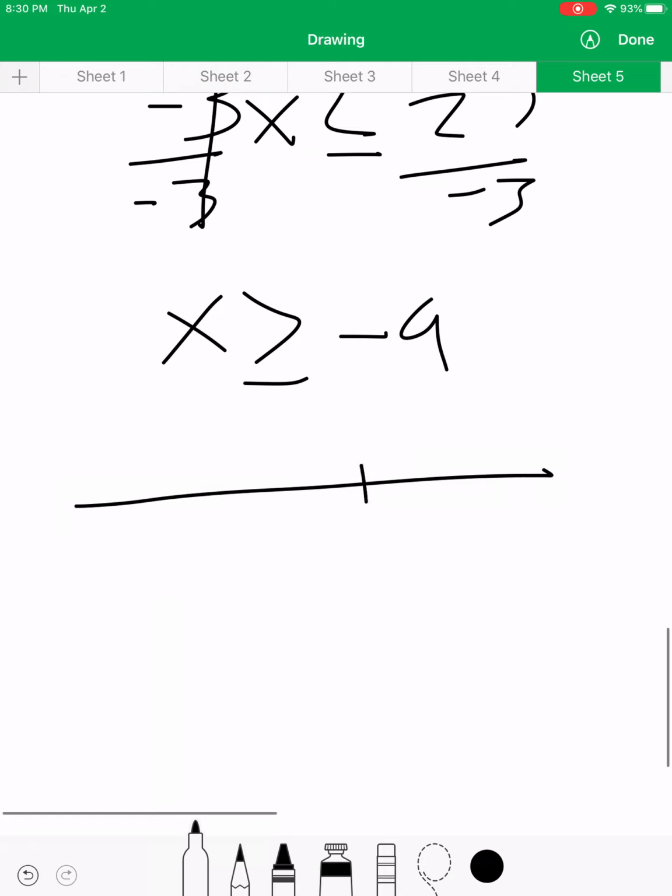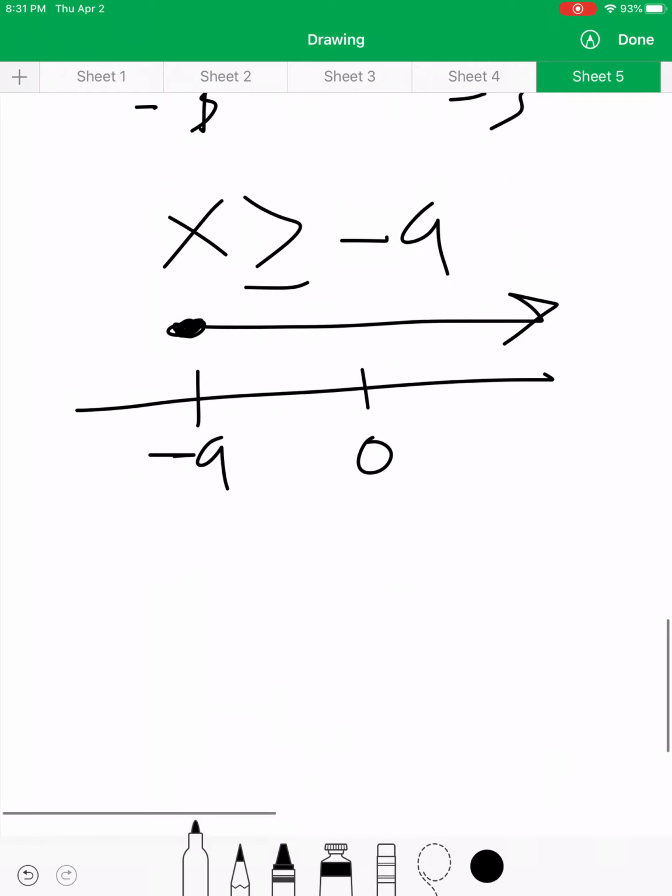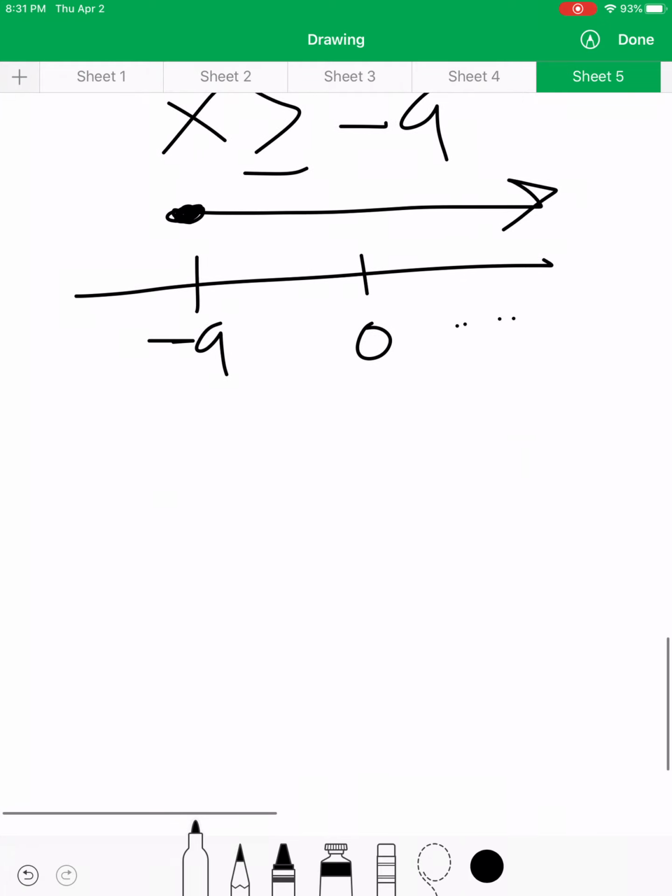When I go to graph that, there's 0, there's negative 9. Make sure you put your negative numbers on the correct side of 0, by the way. There's a dash, so it's a closed dot. X is greater than or equal to negative 9. So we graph to the right on the number line, because those numbers over here are greater than negative 9.